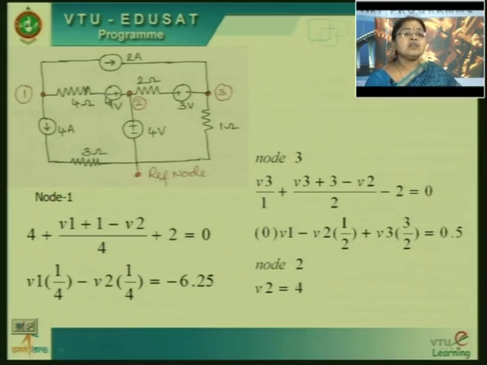Now, how to consider this voltage source? Look at this. Suppose you do not have the voltage source, how do we calculate the current? V1 minus V2 divided by 4 we write. But we have a voltage source, and the negative of this voltage source is connected to V1. When we write the KCL equation at node 1, what are we saying?